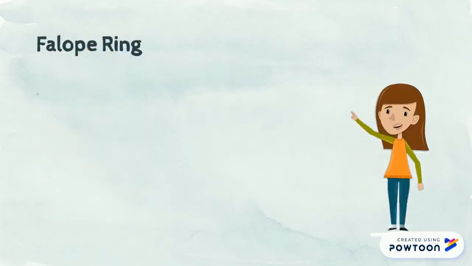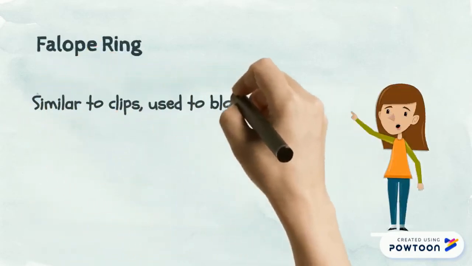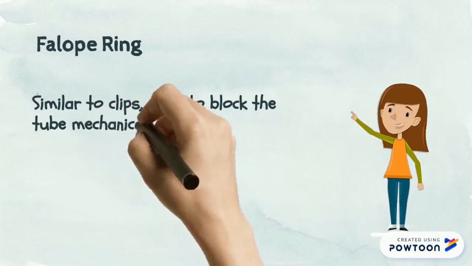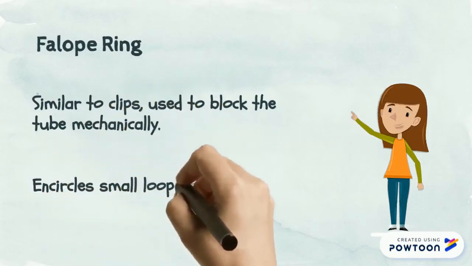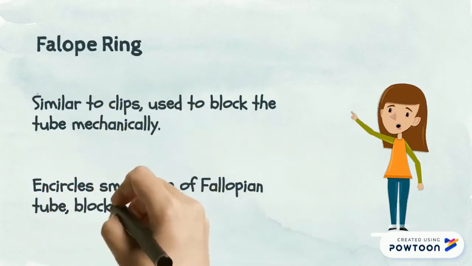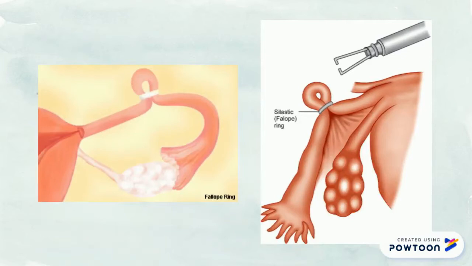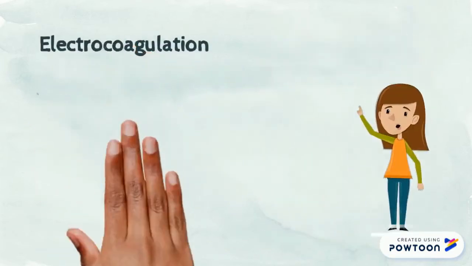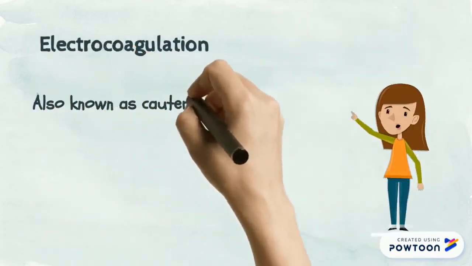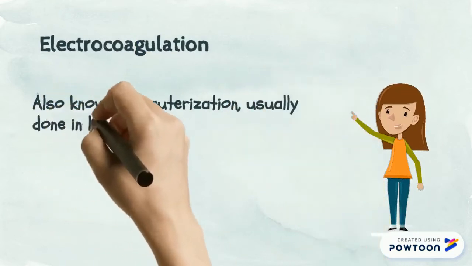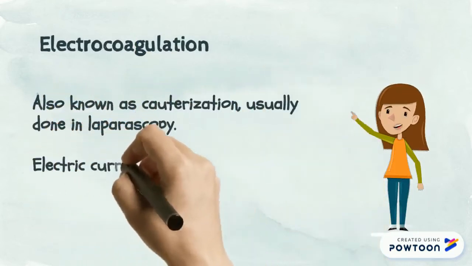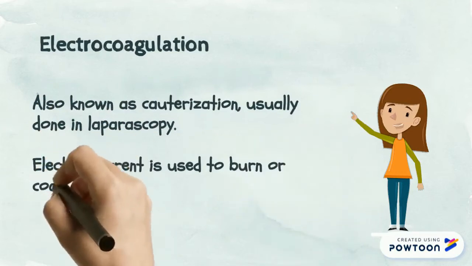The fallope rings are similar to clips, blocking the fallopian tubes mechanically. A small loop of fallopian tube is encircled and the blood supply is blocked. Electrocoagulation, also known as cauterization, is done in laparoscopy. Electric current is used to burn or coagulate a small portion of the fallopian tube.